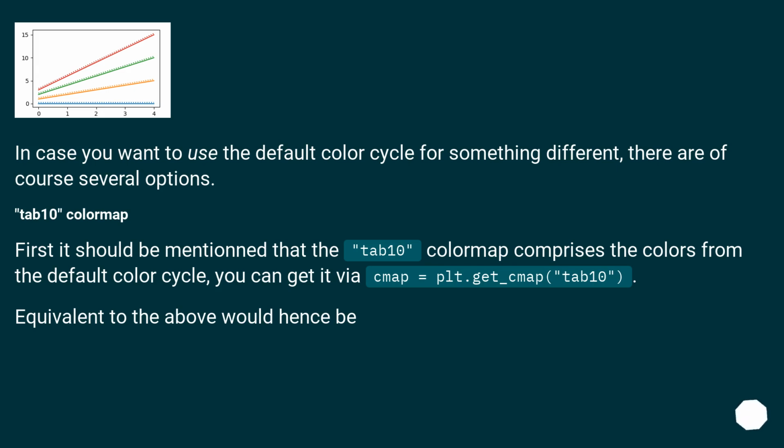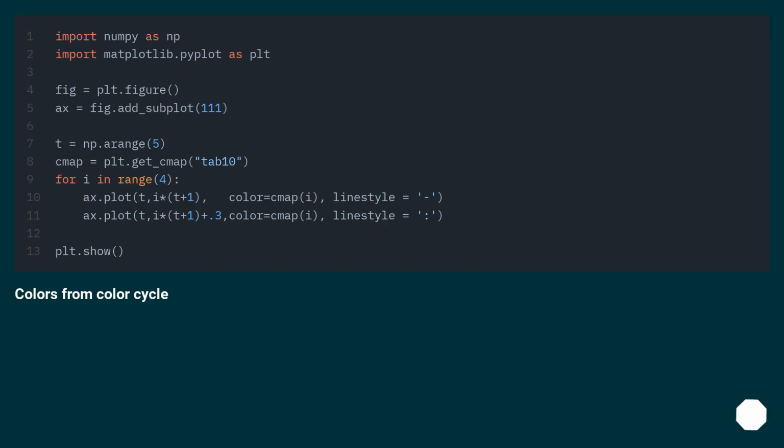Tab10 color map. First, it should be mentioned that the tab10 color map comprises the colors from the default color cycle. You can get it via cmap = plt.get_cmap('tab10'). Equivalent to the above would hence be colors from color cycle.